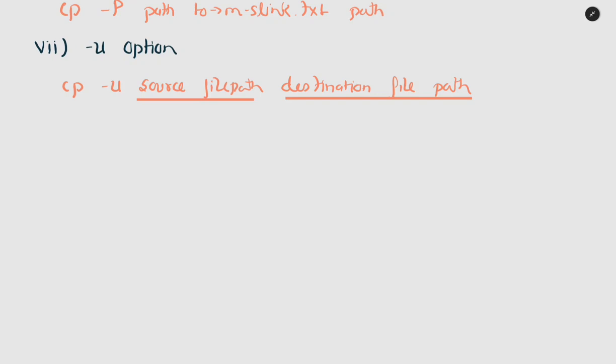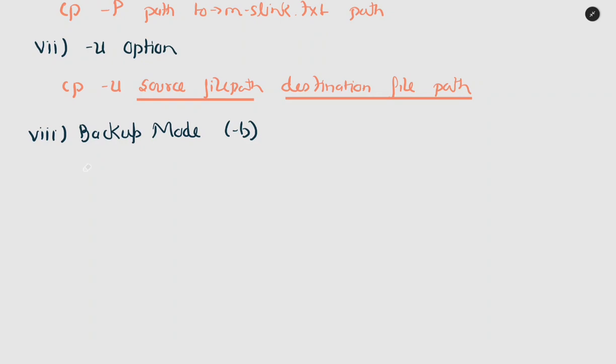Now we will study the backup mode. The -b option allows you to make backups of the destination files if they already exist. So if a file with the same name exists at the destination, cp will rename the existing file by appending a tilde symbol to it before copying the new file. This option helps prevent overwriting important files by creating a backup copy of the original file.